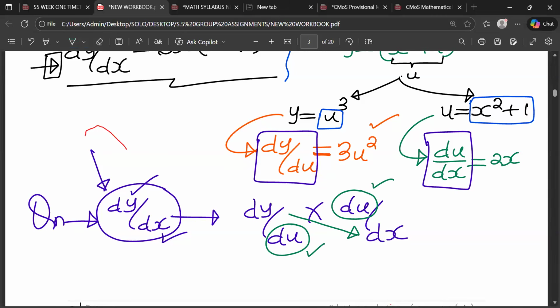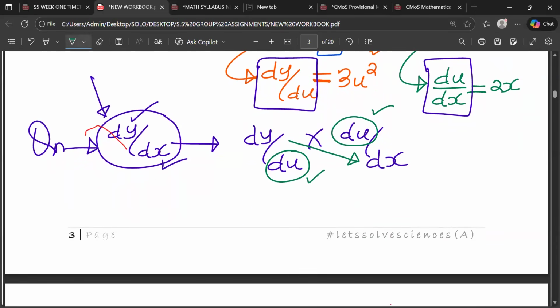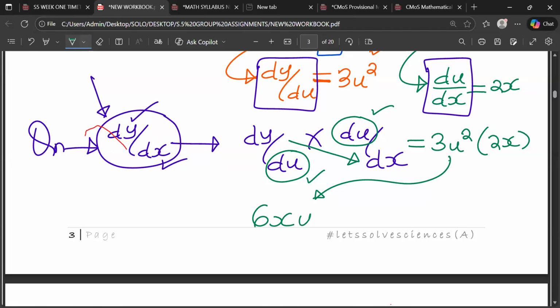And after doing that, I remember we did replacement. If you recall, we said dy/du is 3u squared, du/dx is 2x. And then this one gave us 6xu squared. You get the point? That was our dy/dx.